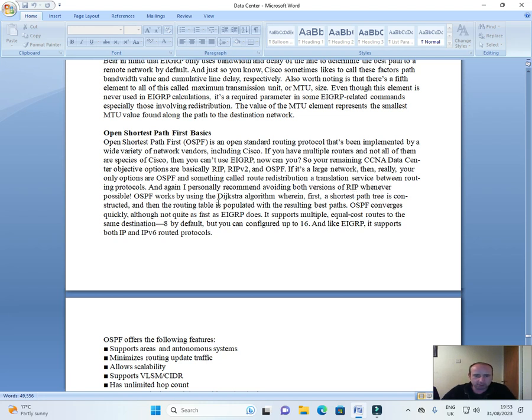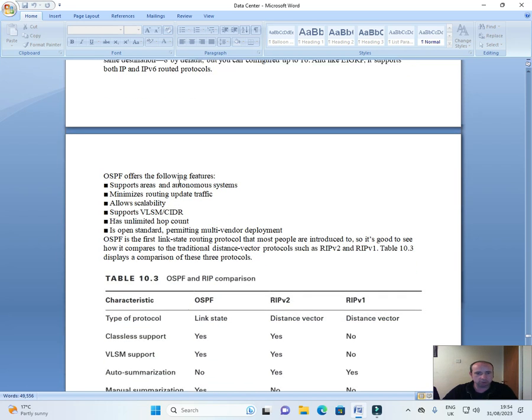OSPF works by using the Dijkstra algorithm, wherein first a shortest path tree is constructed and then the routing table is populated with the resulting best paths. OSPF converges quickly, although not quite as fast as EIGRP does. It supports multiple equal cost routes to the same destination, 8 by default, but you can configure up to 16, and like EIGRP, it supports both IP and IPv6 routed protocols.